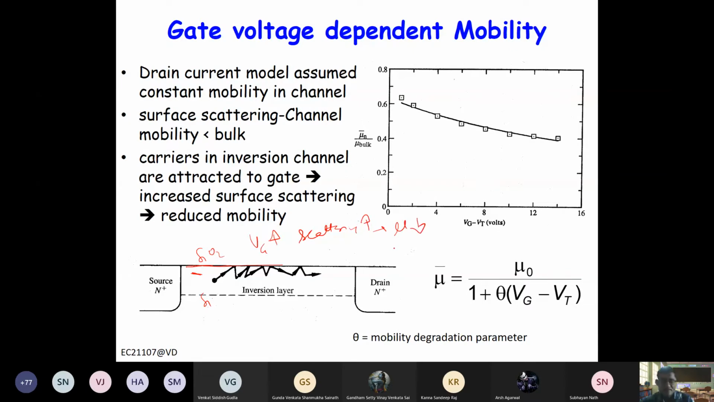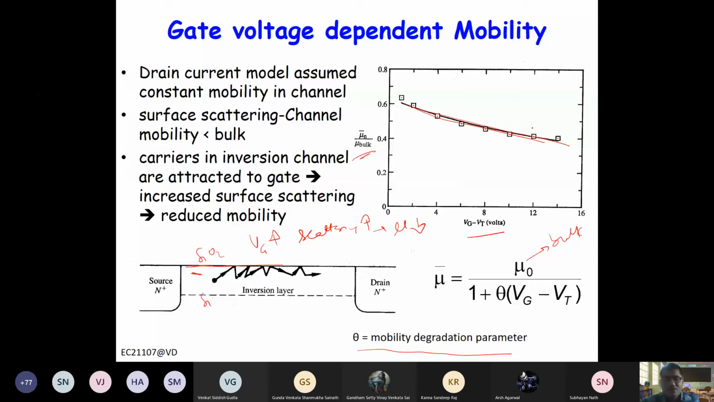So you can see the plot, mobility versus Vg minus Vt. Sorry, mobility decreases slightly, and that is due to the surface scattering. We actually define one mobility degradation parameter theta. So mu is given by mu naught, the bulk mobility, divided by 1 plus theta times Vg minus Vt, to account for this linear dependence.